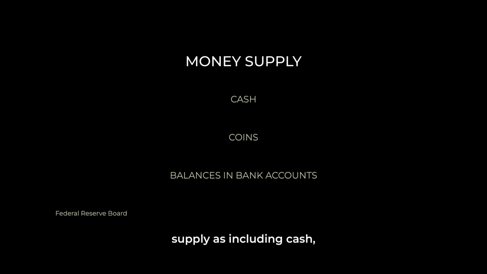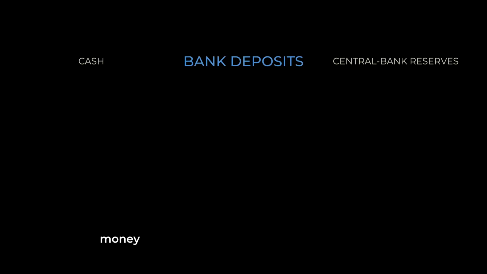Start with the definition. The Federal Reserve describes the money supply as including cash, coins, and balances in bank accounts. Its standard measures distinguish the monetary base, M1 and M2. For households and businesses, the crucial point is simple. A checking account balance functions as money because you can use it to make payments. You do not need to withdraw paper dollars before buying groceries, paying a contractor, or sending rent.